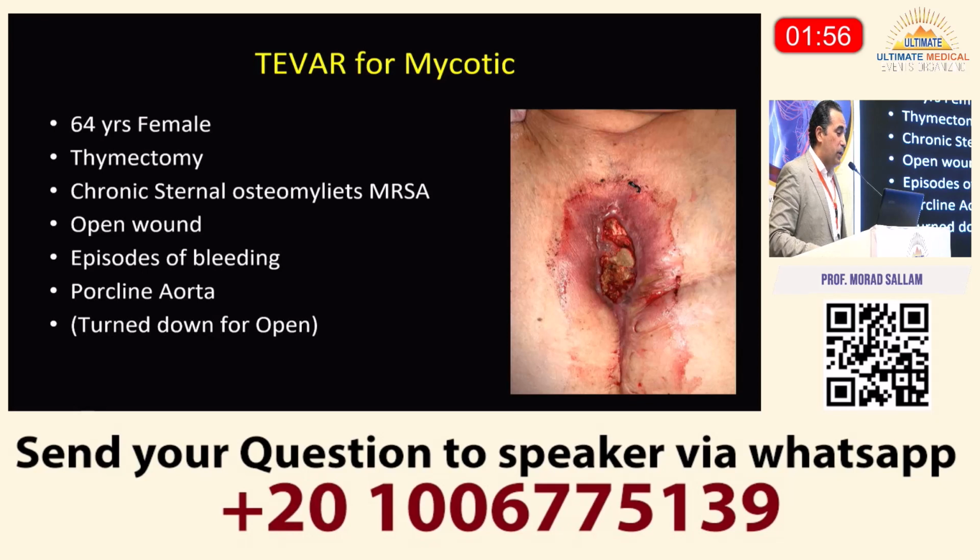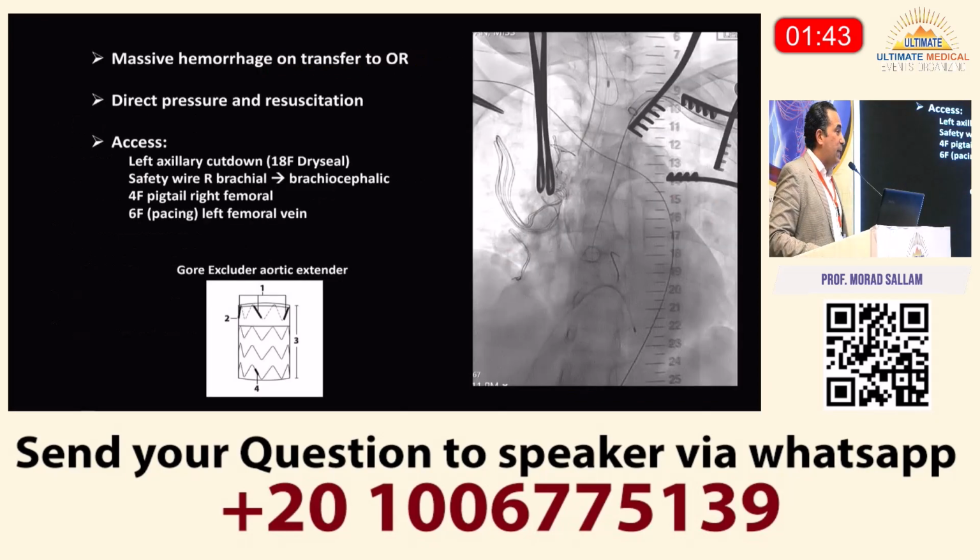Another one is a TEVAR for a mycotic aneurysm, and this is a little bit unusual. 64, female, thymectomy, chronic sternal osteomyelitis, and with an open wound. As you can see, this sinus was bleeding all the way to theater, ended up being done as a semi-emergency with a bit of compression on the floor. And we decided here to go with a Gore abdominal cuff.